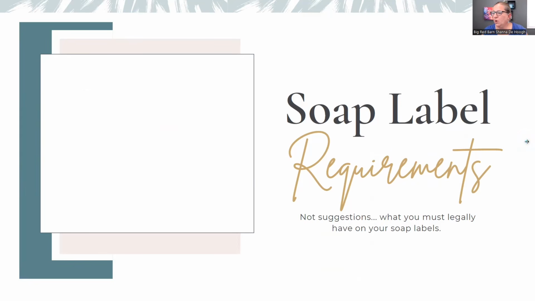First of all, we're talking first about the soap category. That category that is just for labeling your soap as soap and only saying that it will clean. Now, these are not suggestions. This is what you must legally have on your soap labels. Once you know this information, you're going to look at other soap makers and find people who are doing it wrong. Because, like I said, there's a lot of confusion out there about what these things are.